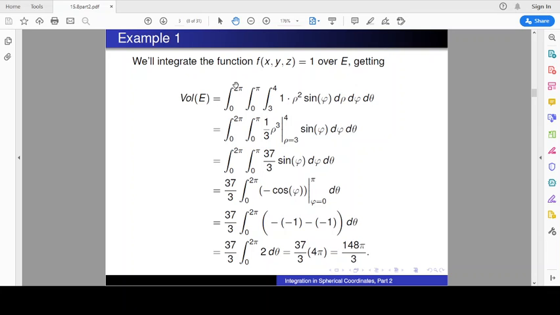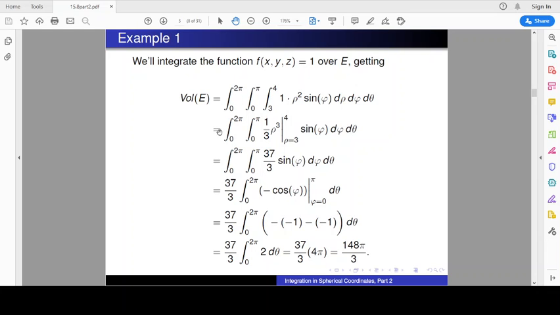The volume of E will be given by the integral from 0 to 2 pi of the integral from 0 to pi of the integral from 3 to 4 of the function 1 times rho squared sine of phi. This is that Jacobian determinant. And we'll do the rho integral first, the phi integral second, and the theta integral last, although Fubini tells us that it doesn't really matter which order we do these in.